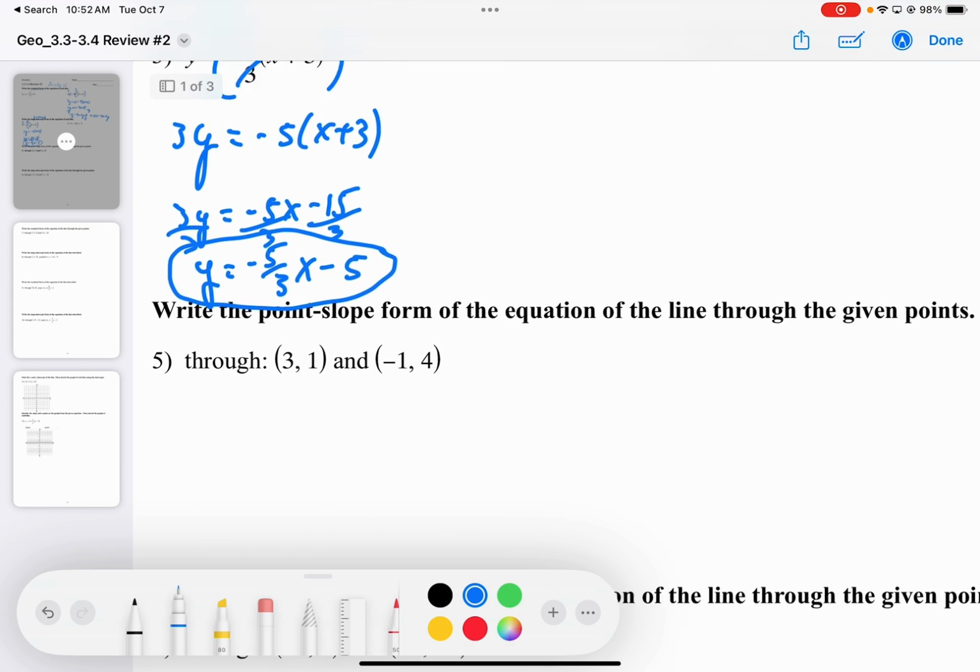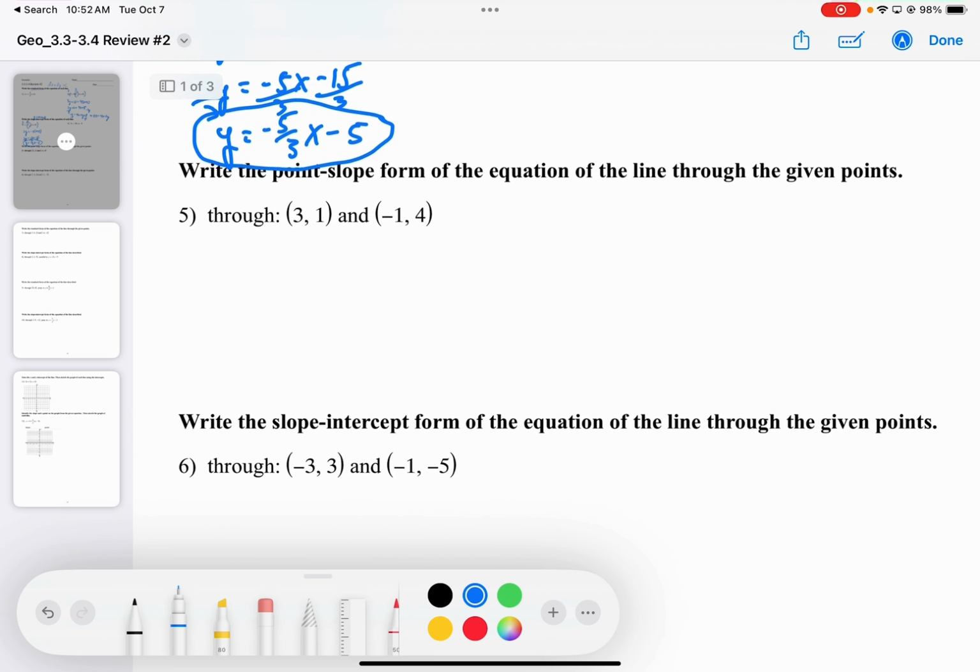Okay. All right. Write the point slope form of the equation having the given points. Let's do this one together. 5's a good one. All right. Point slope form of the equation of the line through the given points. They give me 2 points. I need to write the equation of a line that passes through these 2 points.